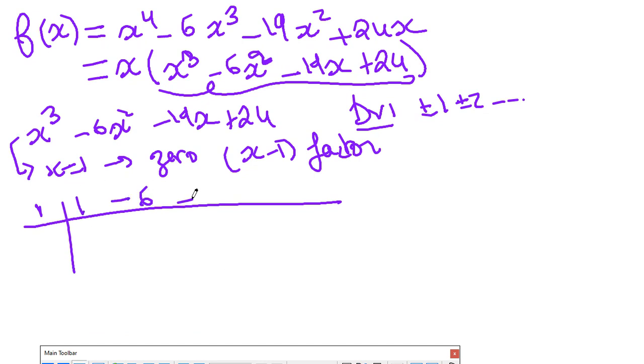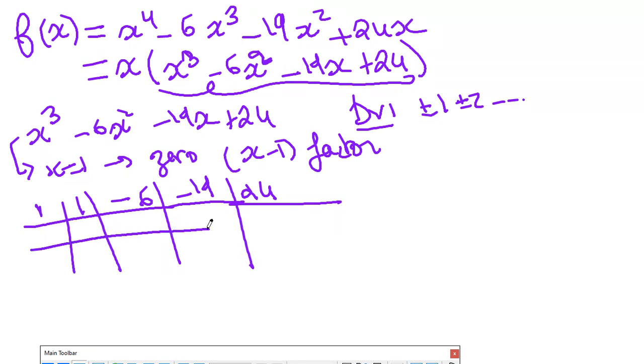I have minus 6, minus 19, and be careful to write all the coefficients. If there is one coefficient missing, you should replace it by 0. Let's just fix this one here. And then now I will do my division as we did in class.